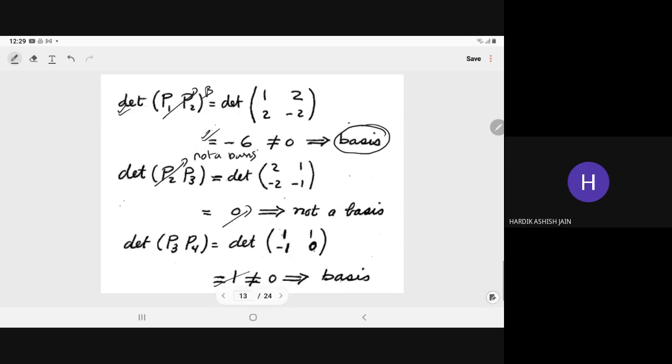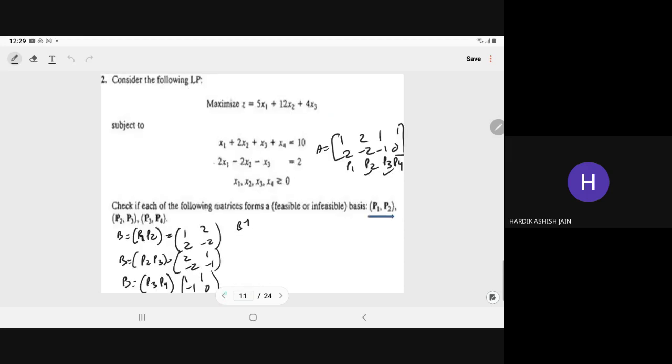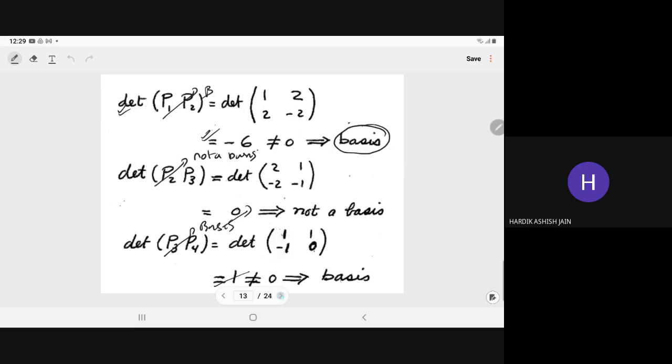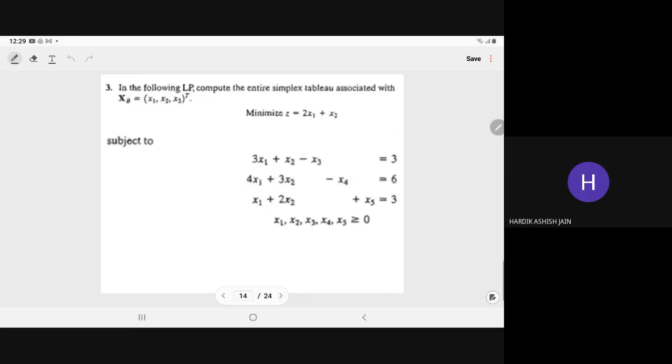If the determinant is non-zero, then we say it is a basis. So here you can say that in this case B is a basis, here B is not a basis, and here B is a basis. For a basis, we must compute the inverse, and for the inverse, the determinant should be non-zero. With that, we recognize which one can be the basis.